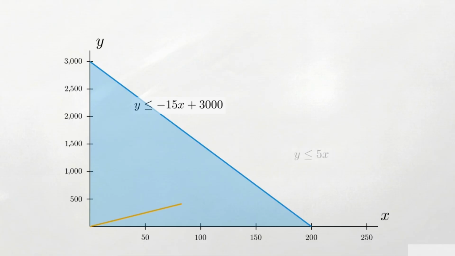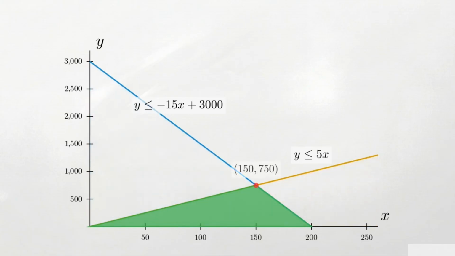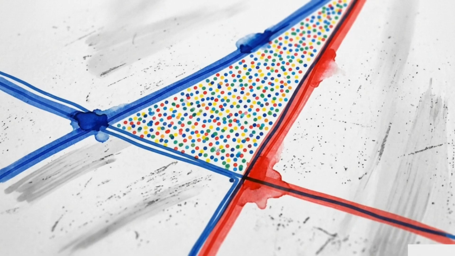Now we drop in the second boundary. Y is less than or equal to 5x. This one slopes upward, and just like before, its solutions fall into the area below. The actual solution set for the system only exists right here, in this overlapping wedge where both conditions are true simultaneously. Every single point inside that wedge is technically a valid solution.